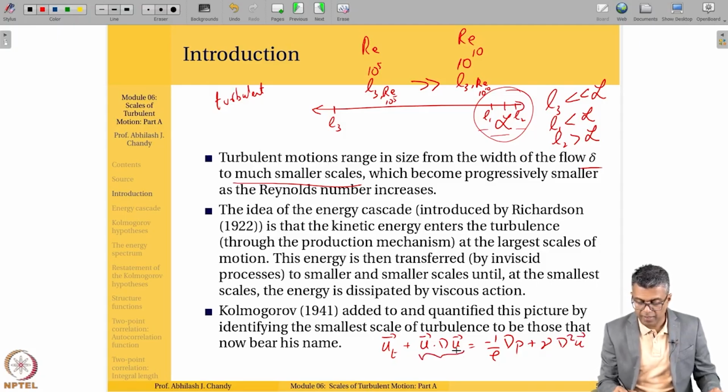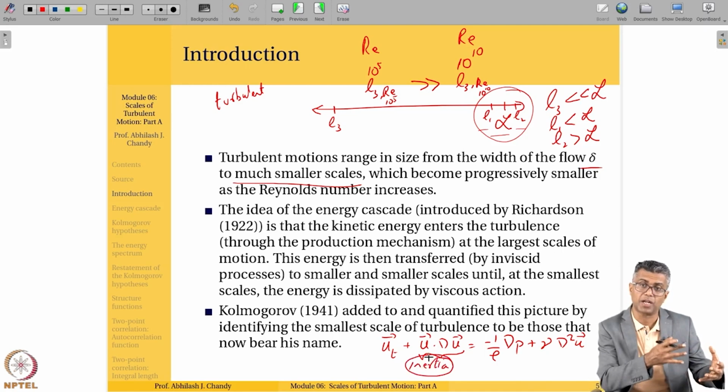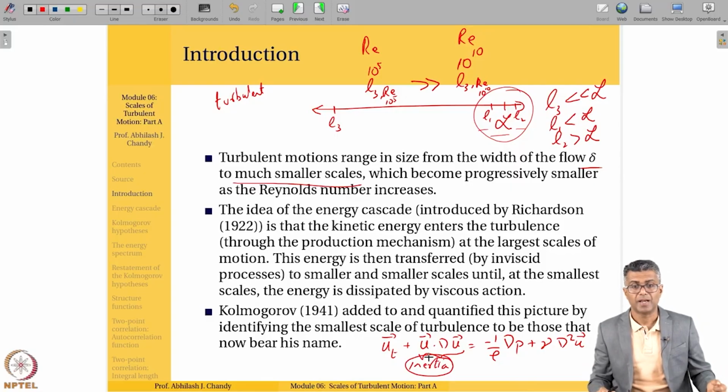So this right here is the turbulent transport. This is the inertia term. It is this term that is responsible for breaking up the large scales into small scales. The turbulent transport term, the turbulent mixing term, the macro mixing term, convective transport, all mean the same thing.